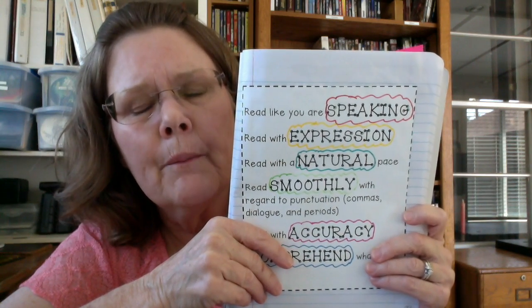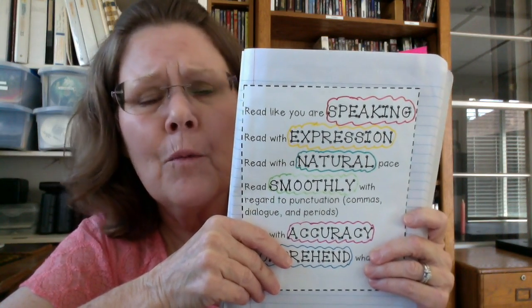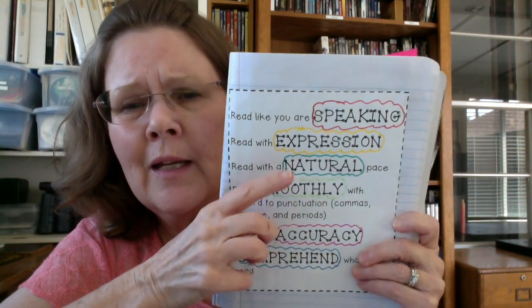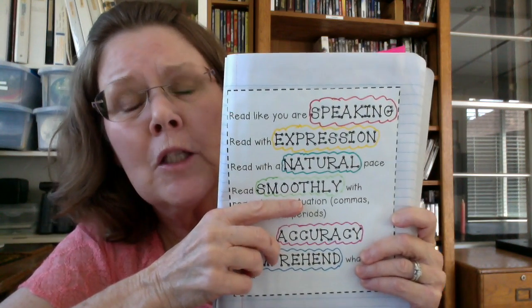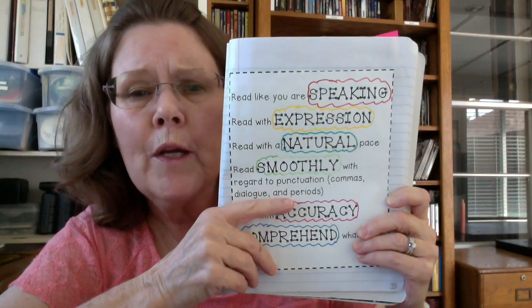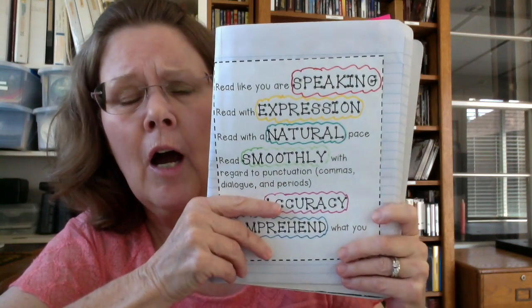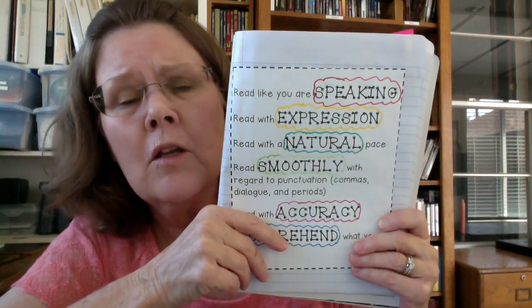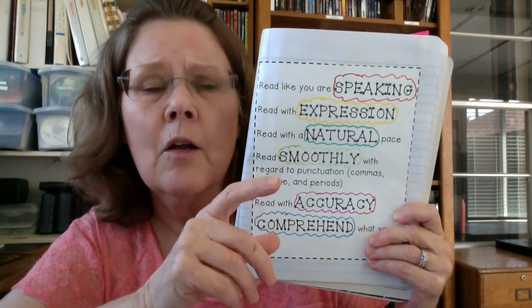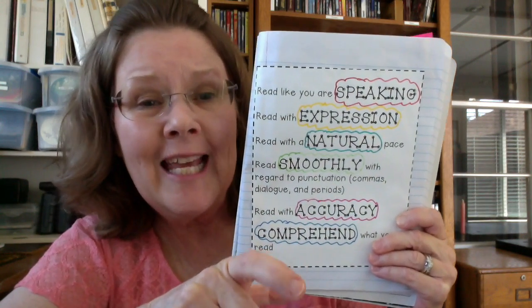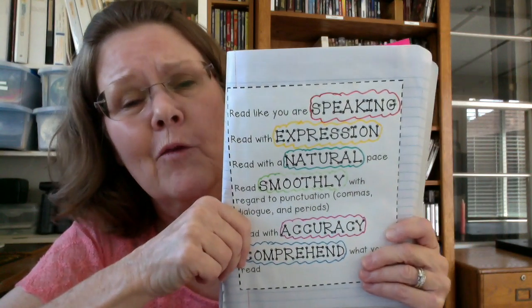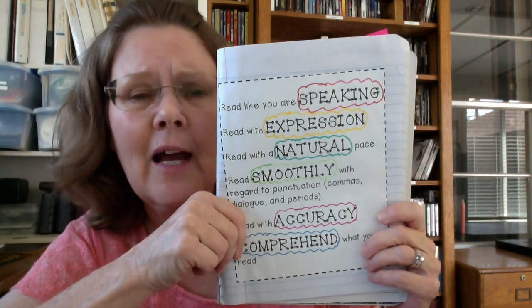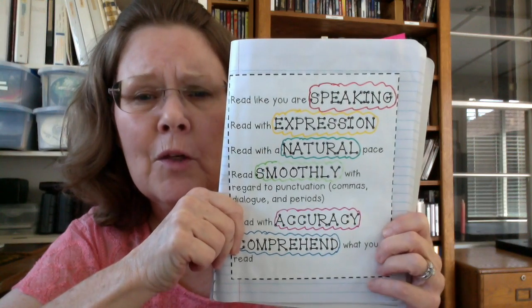Make people fall asleep, and people will forget what you said from one word to the next. Okay, so read in a natural pace. Read smoothly with regard to punctuation, commas, dialogue, and periods. You might even want to use a different voice for dialogue. When different characters are saying certain things, you might have different voices for the different characters. That's kind of fun. Makes things a little bit more interesting.